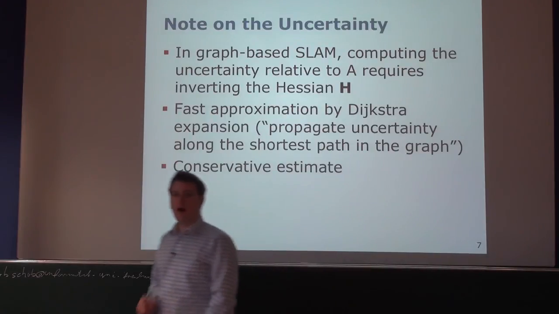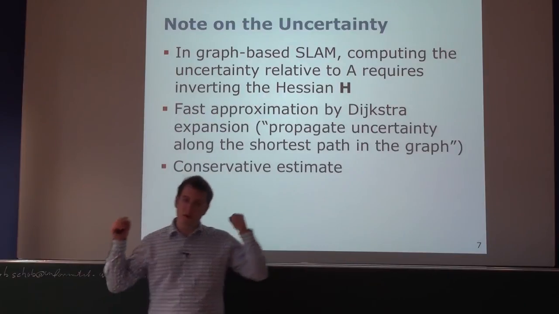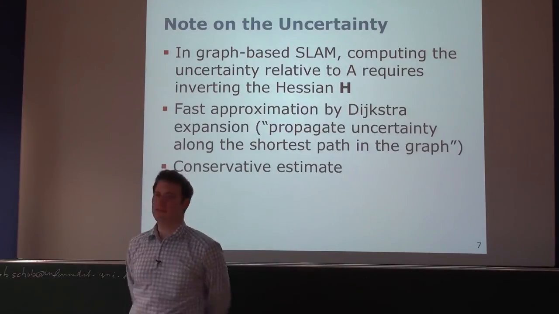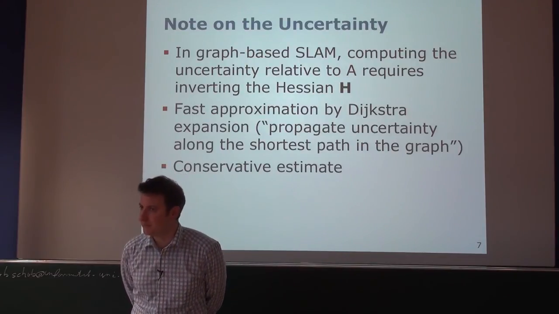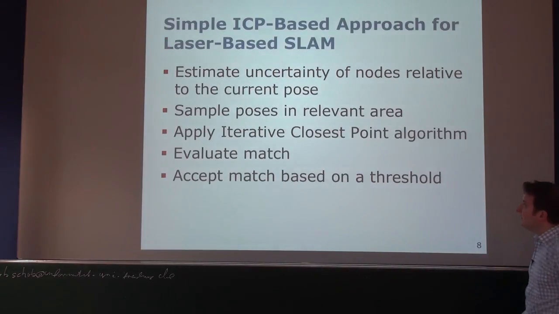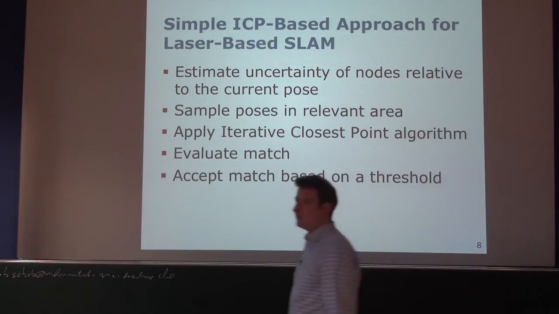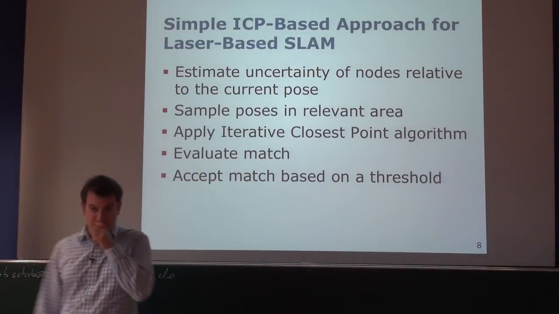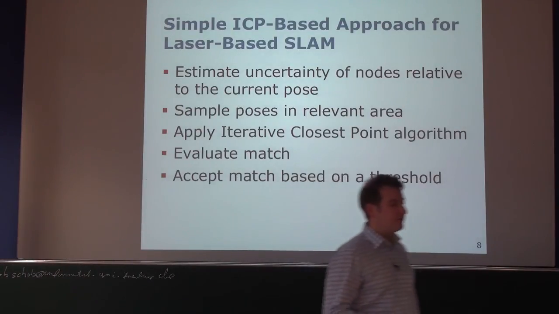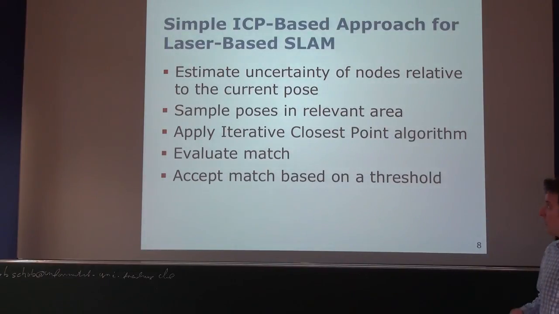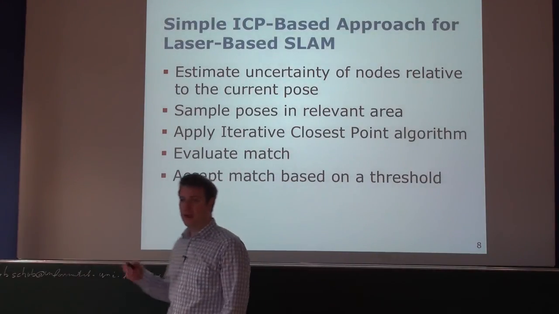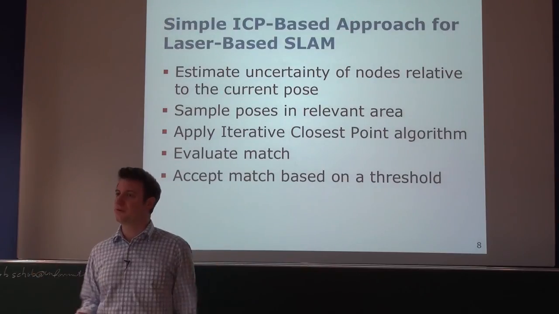Okay, next question is, how do I determine whether there is a match or not? Let's say we have assumed that my current observation matches with the place I've seen 20 minutes ago. How do I proceed? This strongly depends on the laser data, or on the data. Here's one example of a very simplistic front end, which tries to identify constraints and uses iterative closest point, a form of scan matching, to find a match. So how could we do that? First, we estimate the uncertainty of the other poses relative to the current pose of the robot. That's what we discussed so far.